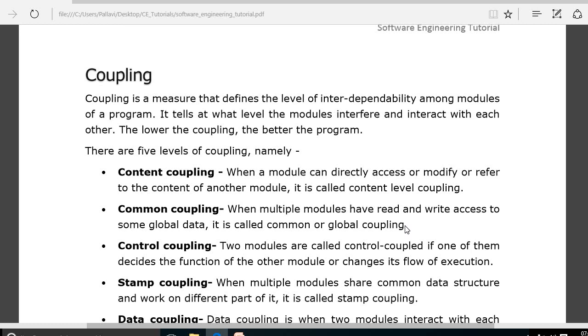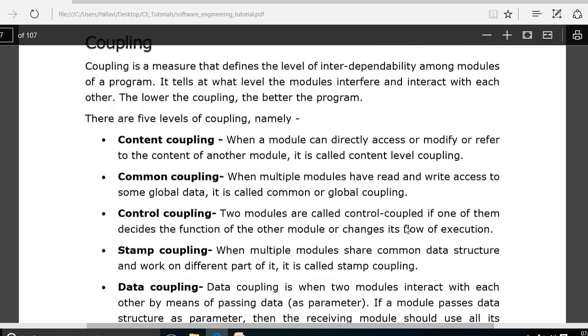Coupling tells at what level modules interact with each other. The lower the coupling, the better for the software design. There are 5 levels of coupling, namely content coupling. When a module can directly access, modify, or refer to the content of another module, it is called content level coupling.